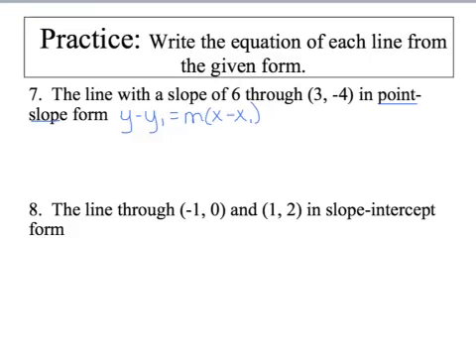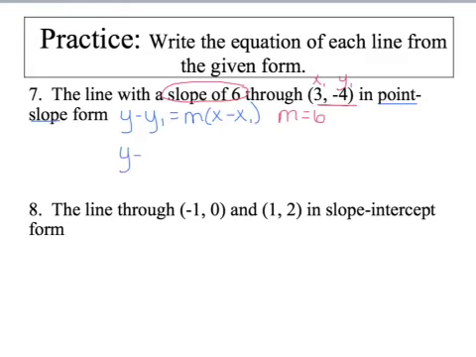Now take a look back at what problem 7 gives you. I have a slope of 6. That tells me that m is 6. It also gives me a point, 3, negative 4. Well, that 3 is my x-coordinate, and the negative 4 is my y-coordinate. So what I need to do now is just the substitution.